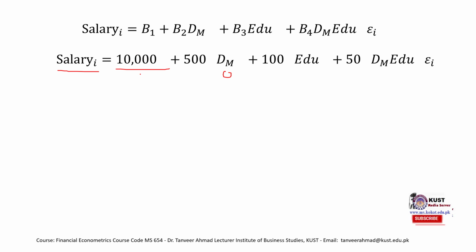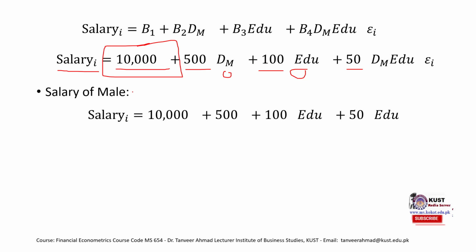Remember, for this intercept, the interpretation is that it is the value when all the independent variables are 0. So if the person does not have any education and is a female, the base salary would be 10,000 rupees. A male would have 500 rupees higher than a female. For every 1 year of education increase, the salary would increase by 100. And in males, for every 1 year of education, the male salary would increase by 50 rupees more as compared to a female.